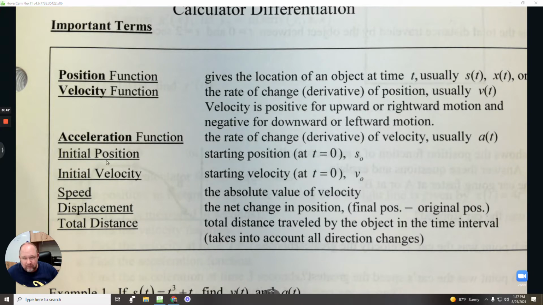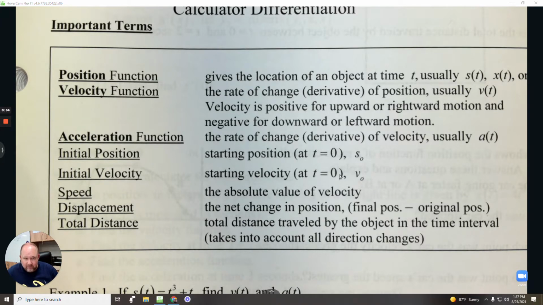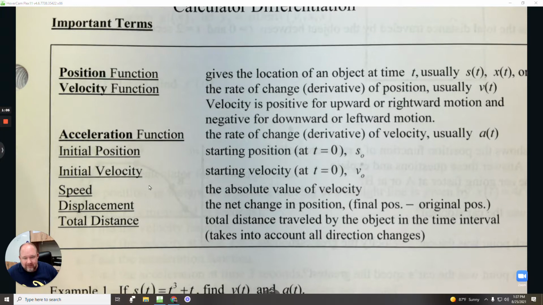The initial position, you use 0 and plug it into the position. The initial velocity, you use 0 and plug it into the velocity. Speed is the absolute value of velocity. It's always a positive number, and it never gives you direction.